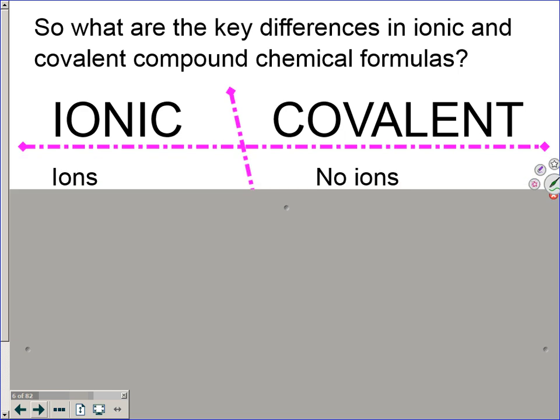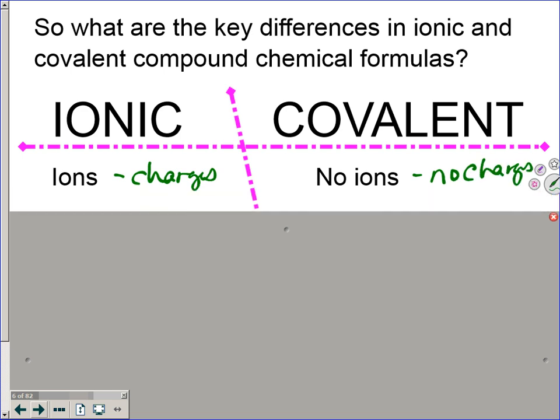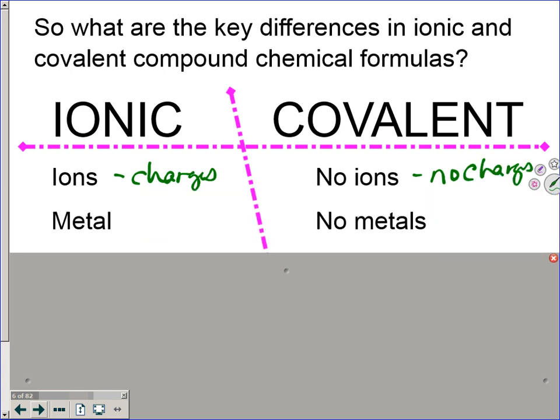Ions are in which type? Ionic, right? That makes sense because it's ion. So it's a bond between two ions, right? Covalent, no ions. Don't even consider putting charges on these. Okay, so these will have charges. These will have no charges.